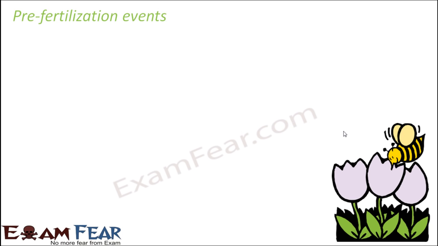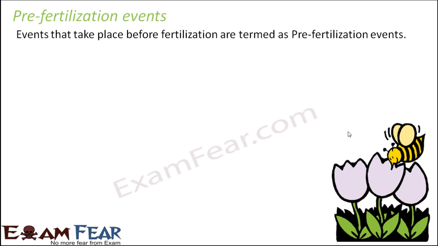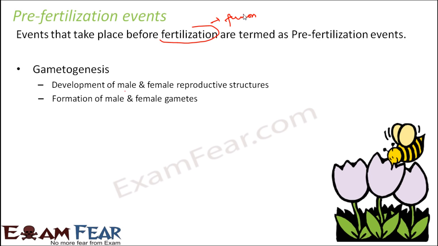So what are we going to talk about in pre-fertilization? What are the events that occur in the pre-fertilization phase? Now, the events that take place before fertilization. So what is fertilization? We already discussed all this. Fertilization is nothing but the fusion between the male and female gametes. Now, before the fusion takes place, there are some preparations. And what are those preparations?